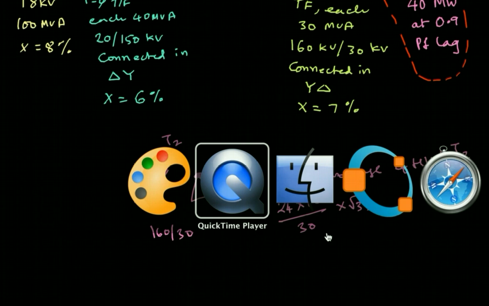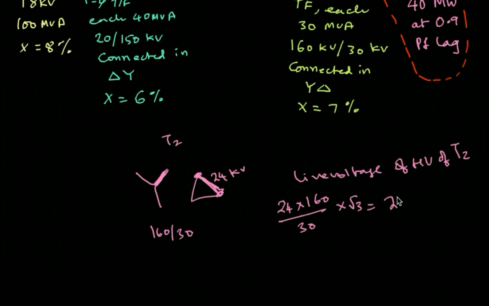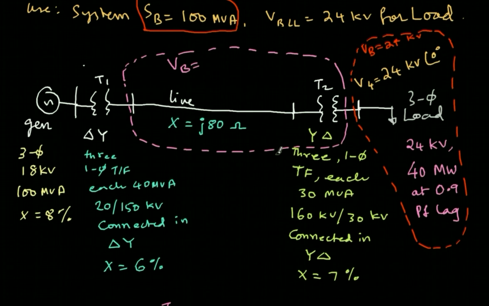I will go to the calculator. So 24 multiplied by 160 divided by 30 and then again multiplied by square root of 3. So I'm getting 221.7 kV. So 221.7 kilovolts will be my base for this region. So here 221.7 kilovolt will be the base. And what is the S base? S base of course will be 100 MVA for this. And therefore the line voltage base will also be 221.7 kV for this line.